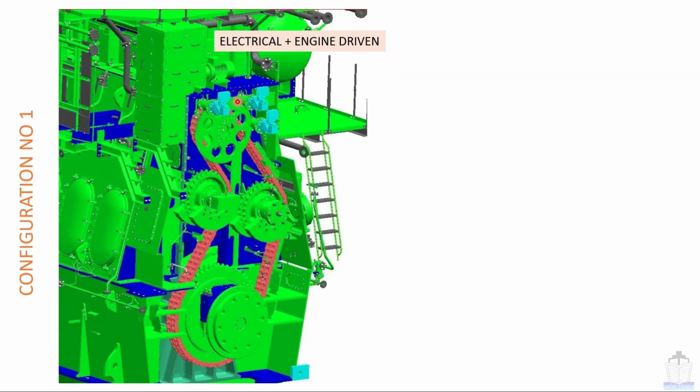Now I am going to discuss the electrical and engine driven pump configuration. So this is configuration number 1. In this picture you can see this is the electrical driven pump and these three are engine driven pumps. So configuration number 1 is all about electrical plus engine driven.